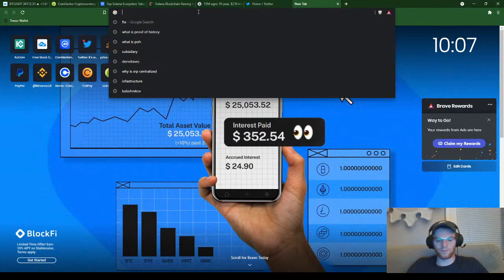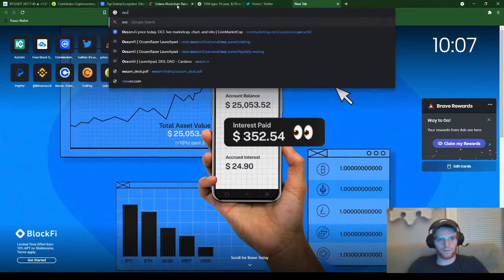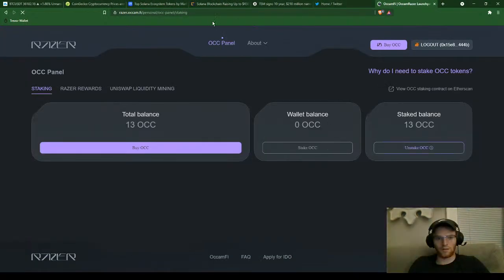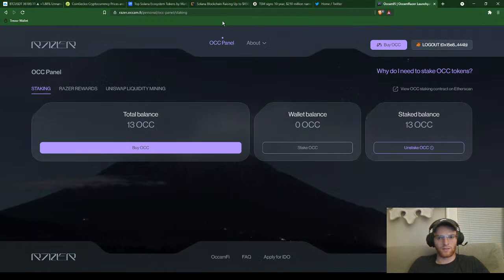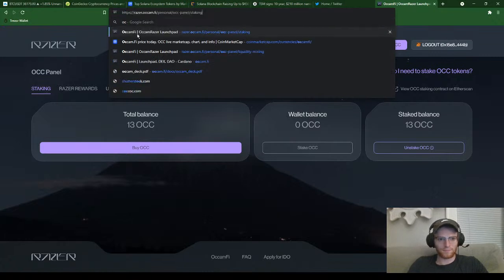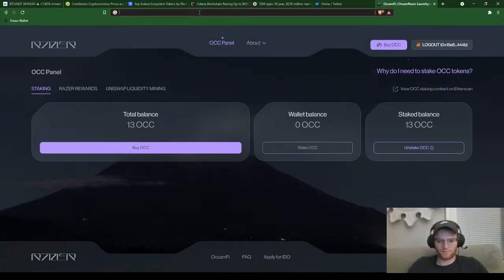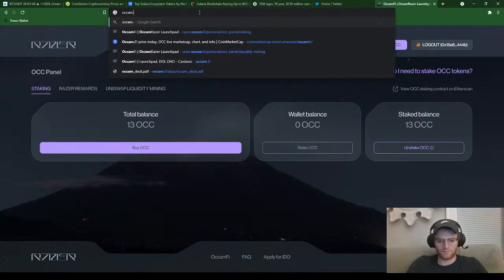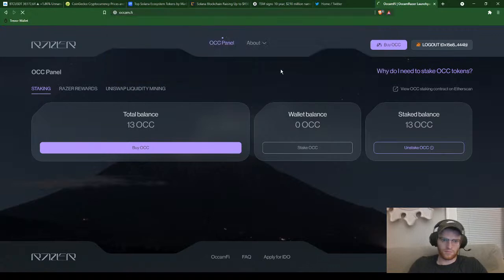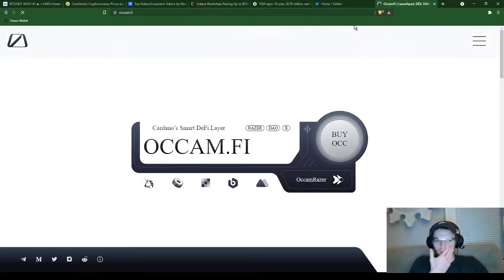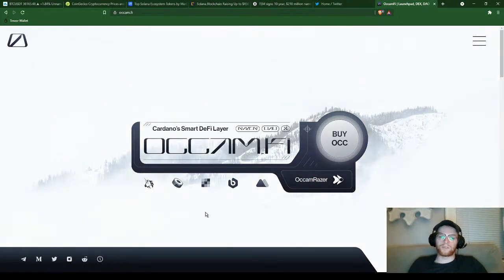So we're gonna go to Occamfi. That's not Occam. Yeah, it is Occamfi. I'm gonna go back though real quick. Just to show you guys what you'd be looking at from Occamfi. Dude, super bullish on Occamfi. This is basically the DeFi layer for Cardano, and that's huge.